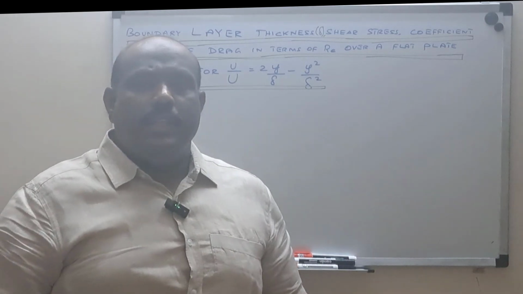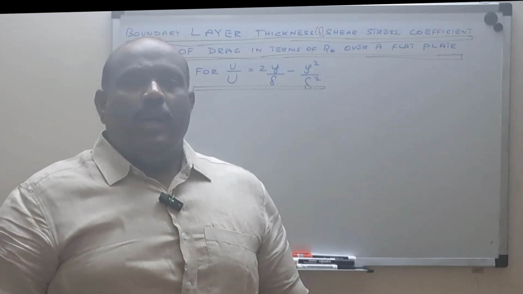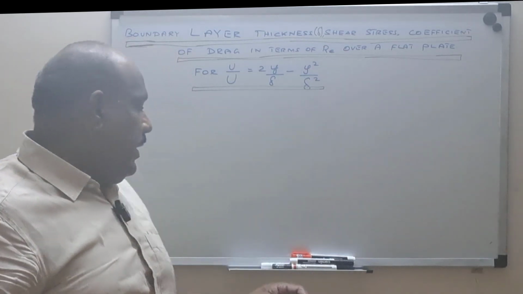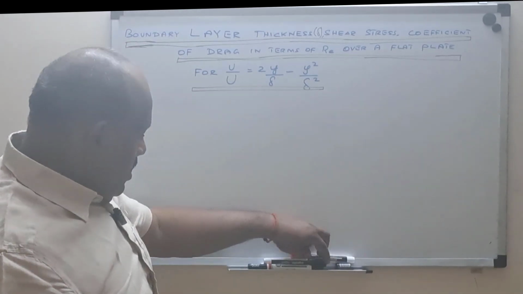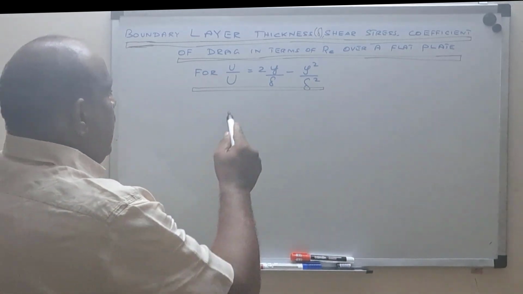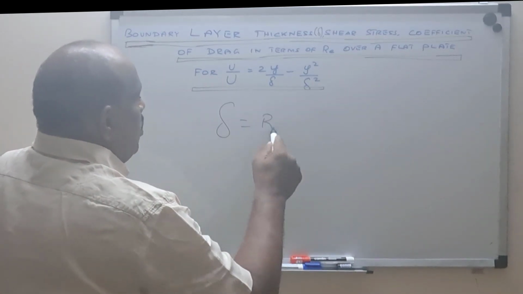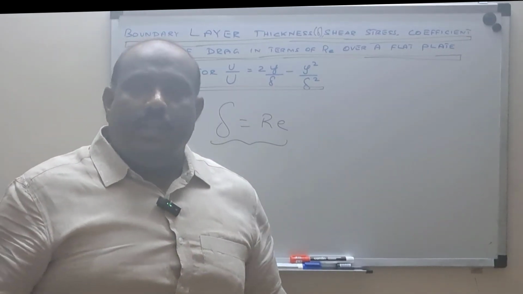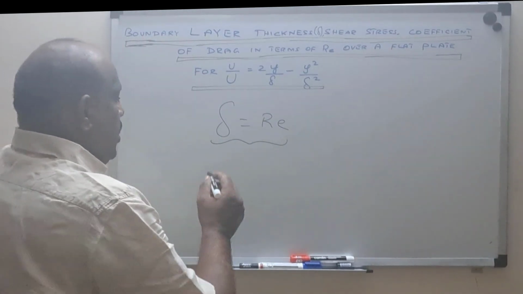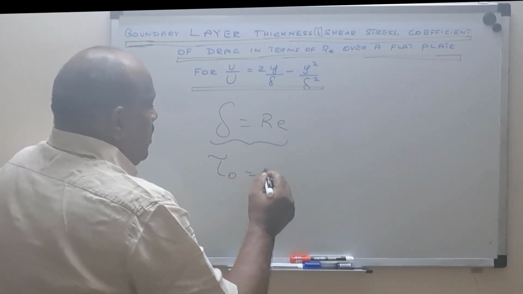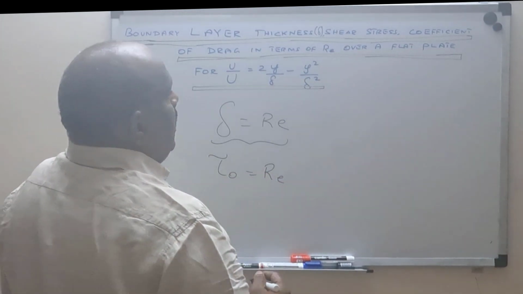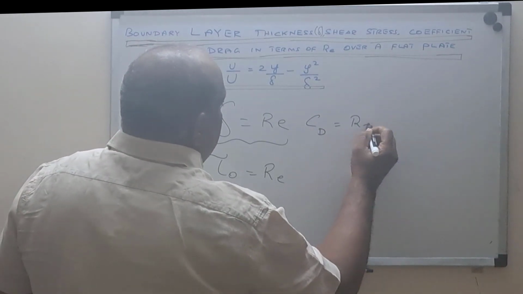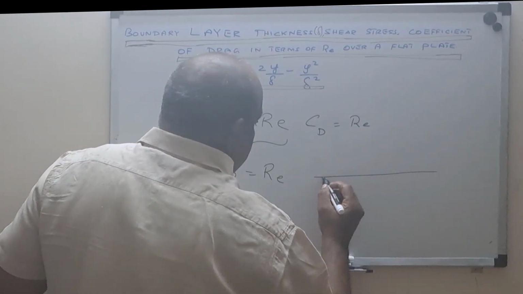Dear students, in this session, we will try to arrive at a relationship between the boundary layer thickness delta and the Reynolds number. So let us try to find a relationship between the boundary layer thickness and the Reynolds number. Similarly, the shear stress and the Reynolds number, as well as the drag coefficient and the Reynolds number for a flow over a flat plate.